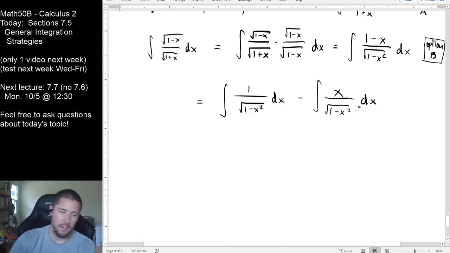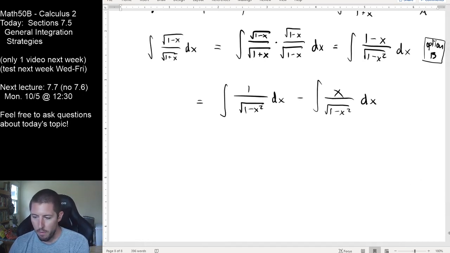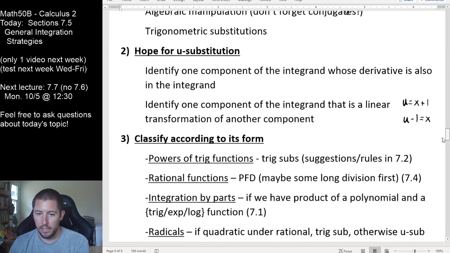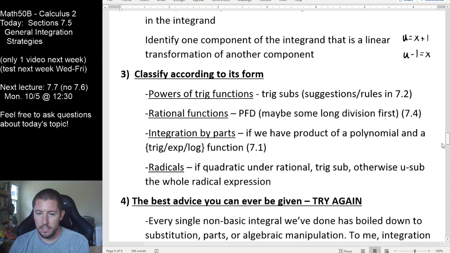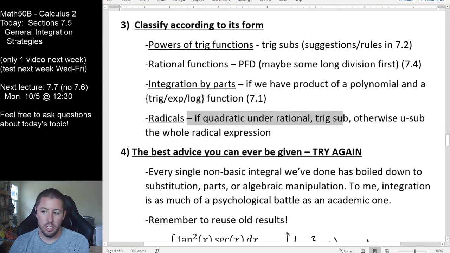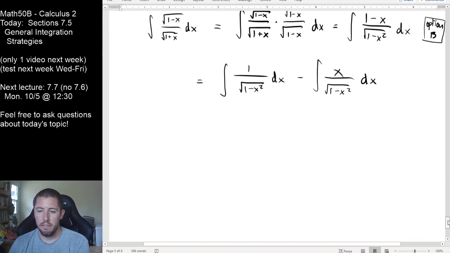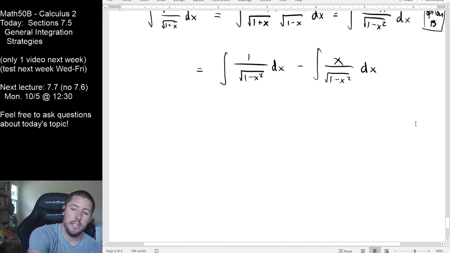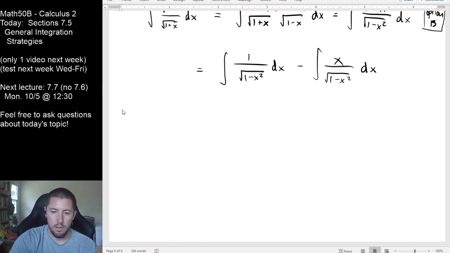In fact, here's what I'm going to do. I'm going to keep on referencing this list here. I'm going to scroll back up real briefly. Back in our list, it says if you have radicals, if a quadratic is under the radical, do a trig sub. So this is how I know to go back and look in section 7.3. If you look in section 7.3, it's going to tell you, listen, if you've got a square root of a minus ax squared, then you're going to want to do x equals a sine u.